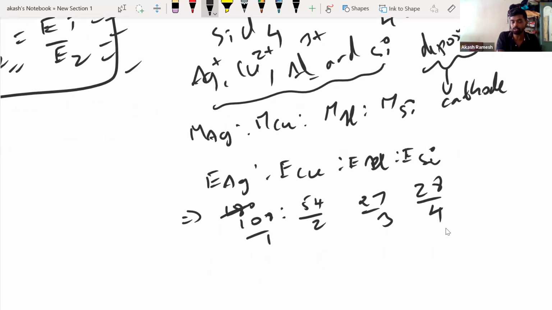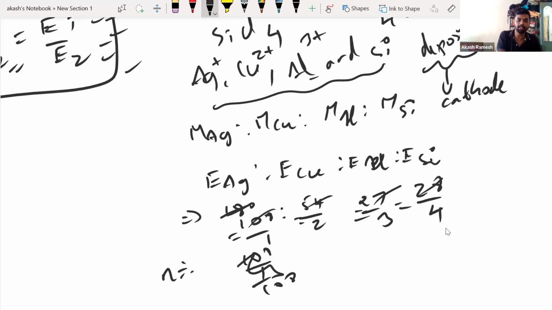Now these are the ratios of equivalent masses. Now what they want is the molar ratio, the ratio in terms of number of moles. So this will be your given mass. What will be the number of moles then? 108 divided by 1, divided by 108. All the molar masses, 108, 54, 27, 28, are getting cancelled. So now the molar ratio will be 1 by 1 is to 1 by 2 is to 1 by 3 is to 1 by 4.